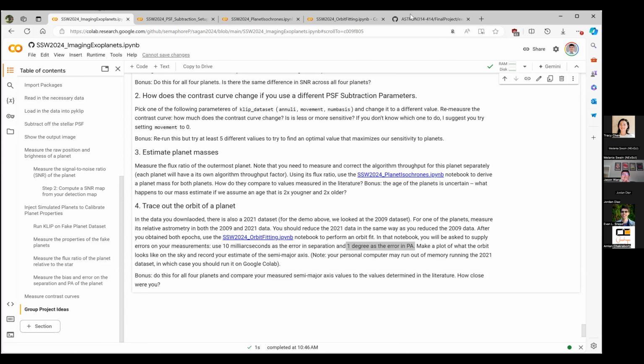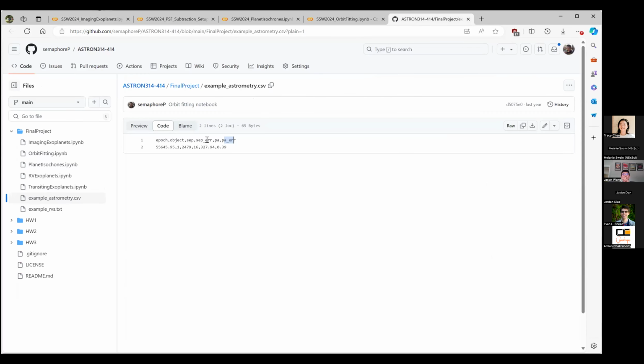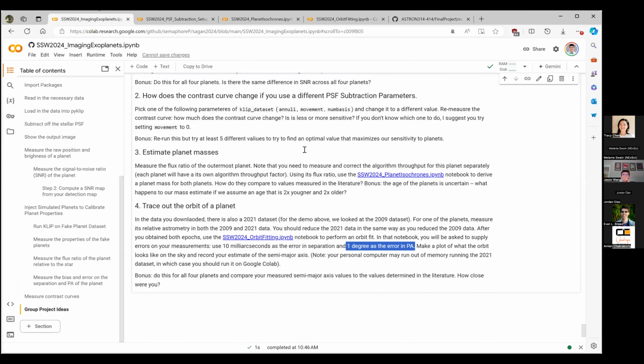So instead of using what the fake planets tell us, we're going to set SEP error to be 10 and PA error to be 1. This will speed up the orbit fitting process and make it a lot faster. It's still going to be fine, just a little bit quicker, and hopefully make things a little bit easier.